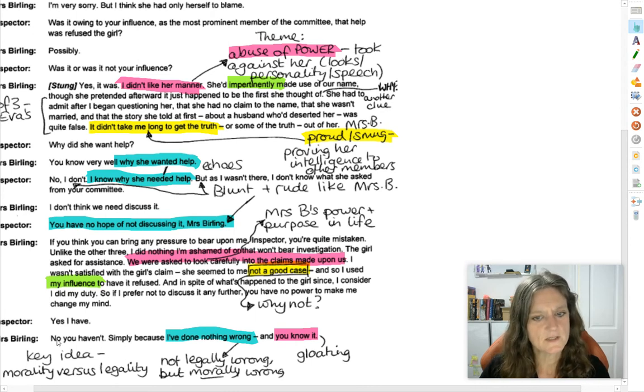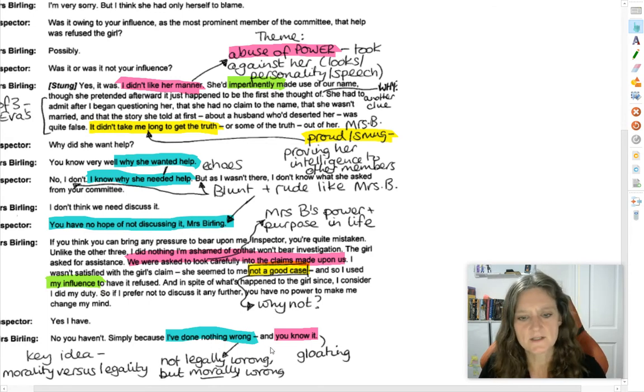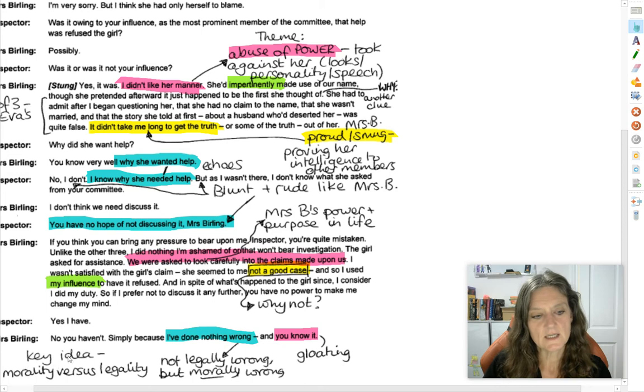So the inspector says he does have the power to make her change her mind. Mrs Birling is absolutely insistent. I've done nothing wrong. And she says, and you know it. It's almost like she is gloating. She's so proud of herself here. So we've got this kind of key idea which keeps popping up.